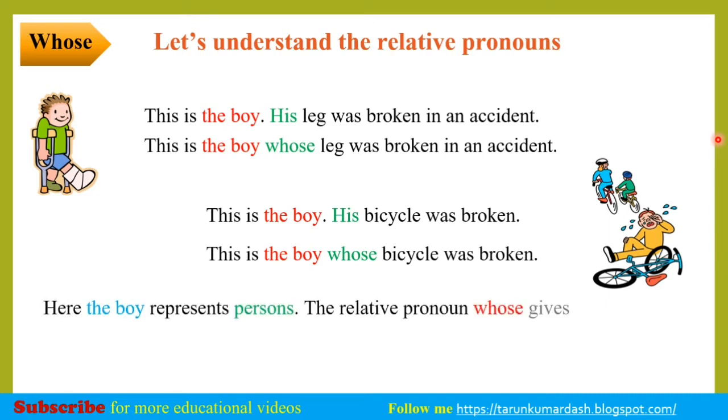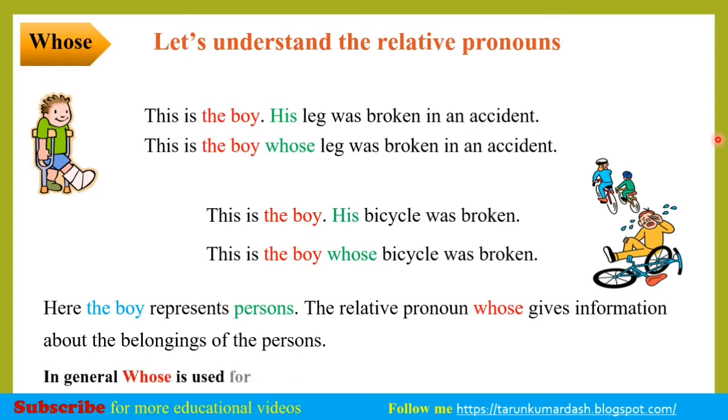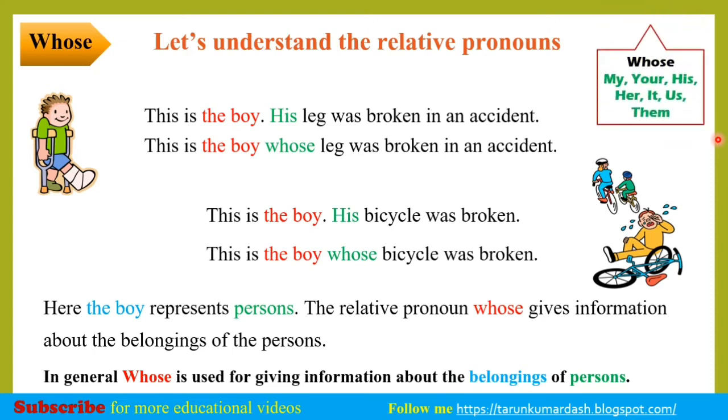Here the boy represents persons. The relative pronoun whose gives information about the belongings of the persons. So in general, I can say whose is used for giving information about the belongings of the persons, or sometimes we can also say possessions. So whose is used instead of words like my, your, his, her, its, our, their. Then without thinking about any other thing, you can use the word whose.